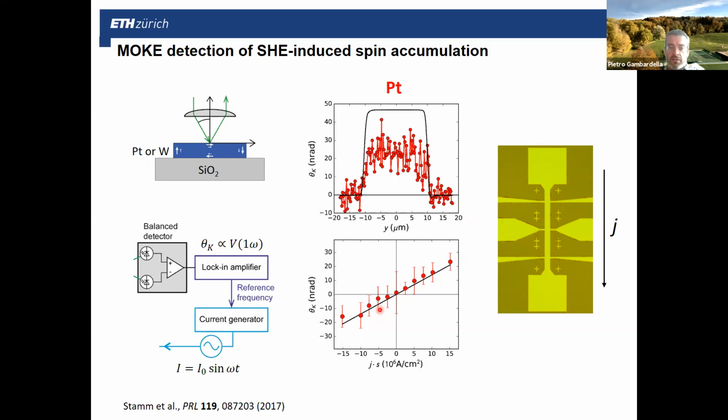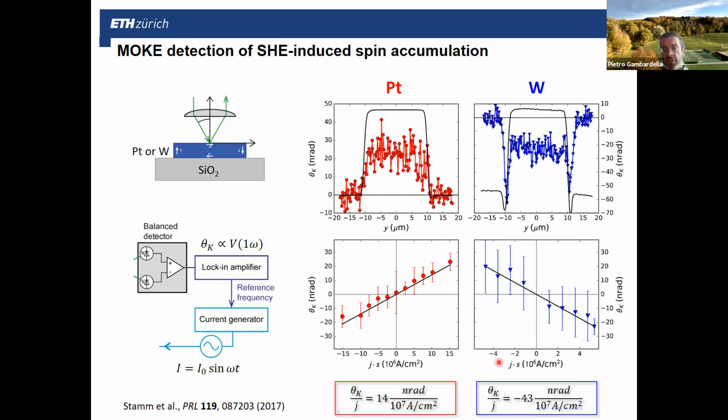And the signal also scales linearly with the current amplitude that we inject in the structure. So this is a good indication that this effect is really current dependent and, for example, not heat dependent. And another indication is that if we take a material with opposite spin orbit coupling with respect to platinum, like tungsten, we observe an opposite Kerr rotation.